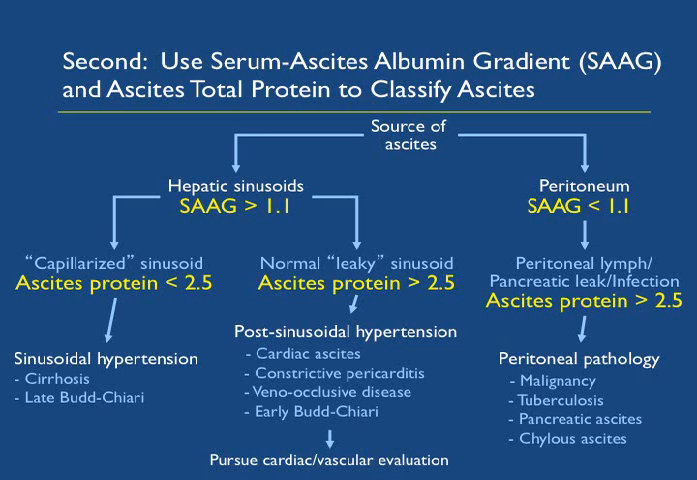If the SAAG is low, the problem is in the peritoneum. It's usually peritoneal lymph, pancreatic leak or infection, or peritoneal implants of tumor. The ascites protein is high, and one needs to look for malignancy, tuberculosis, pancreatic ascites, chylous ascites, etc.